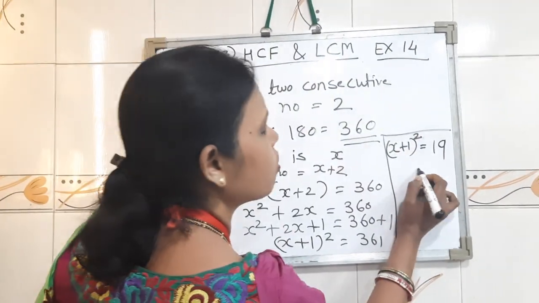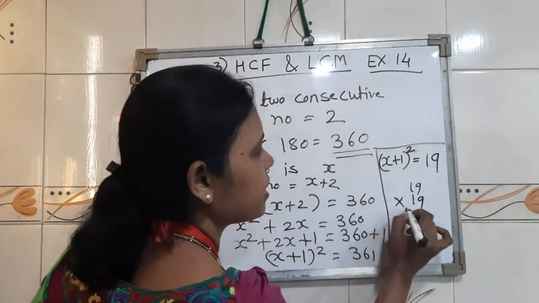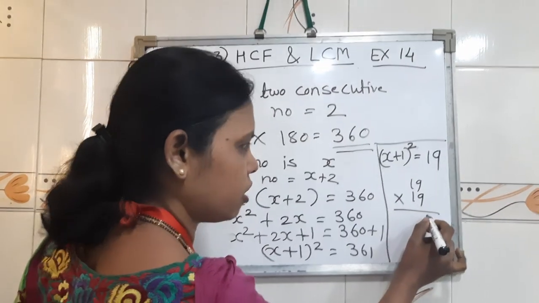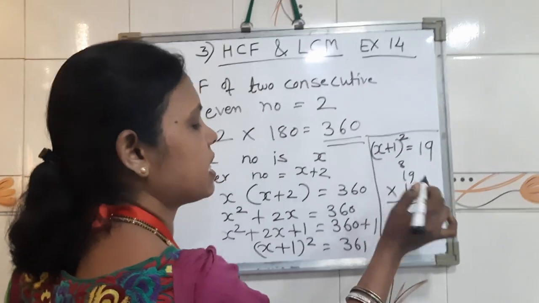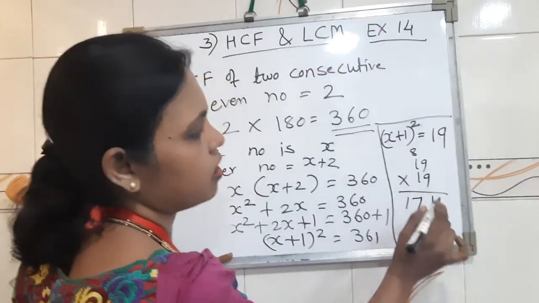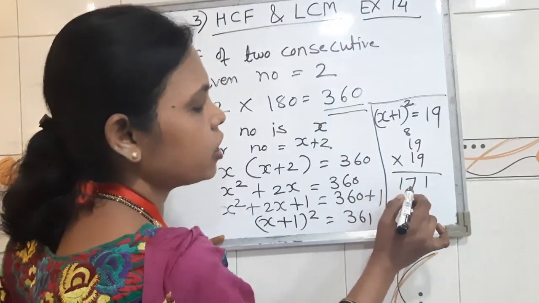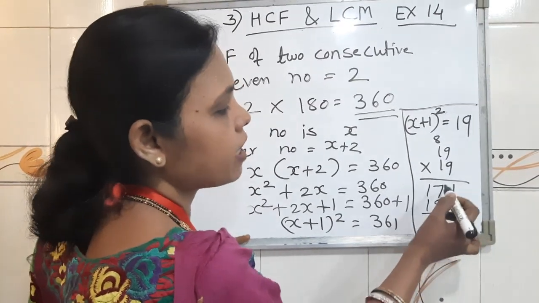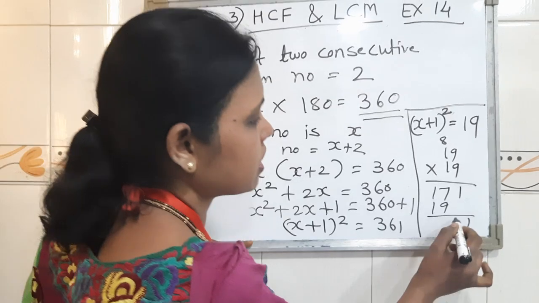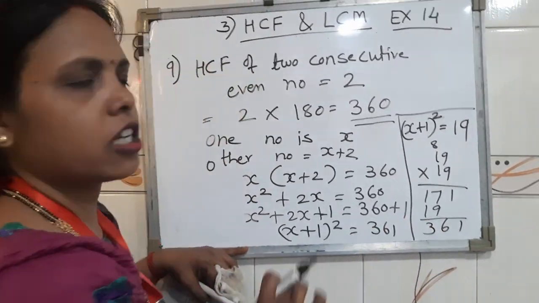How will you find out? 19 into 19. 9 nines are 81, write 1 and carry 8. 9 ones are 9, 9 plus 8, 17. Then again 1 into 19, 19. You will get 1, 9 plus 7, 16, and this is 361.